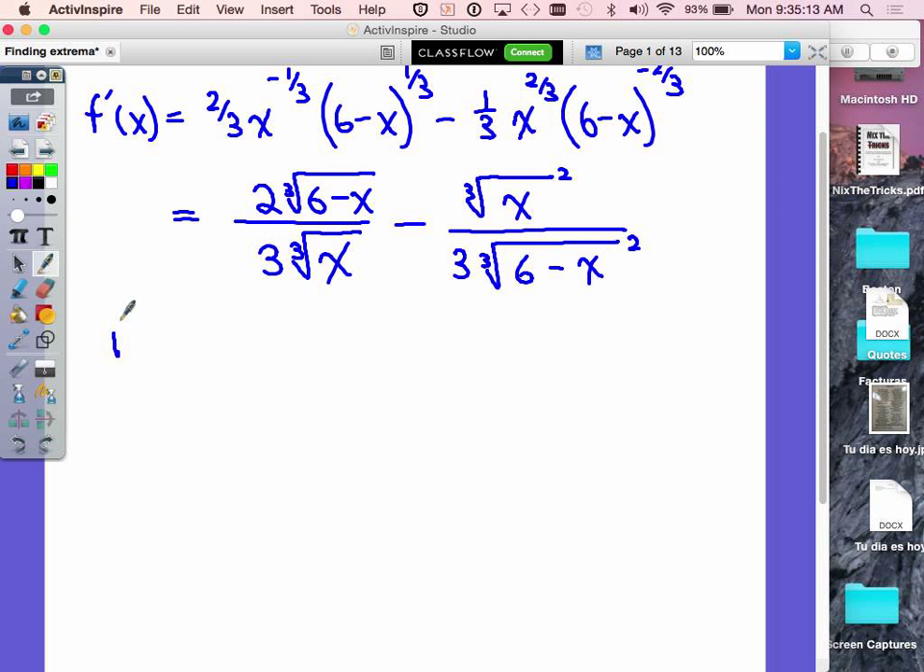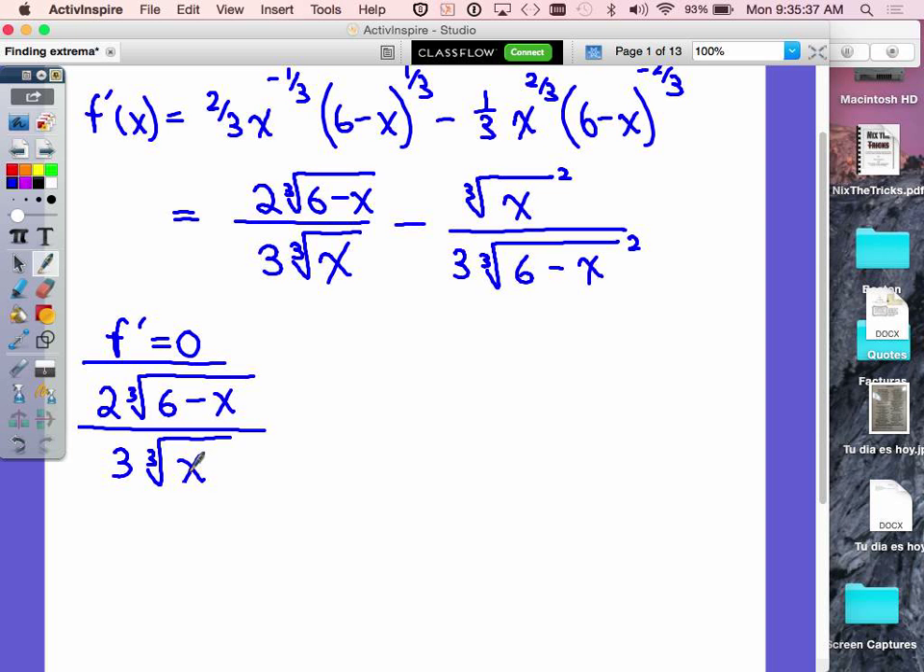So now I'm going to look for my critical values. I begin with f prime equals 0. And I see that if I set this expression up here equal to 0, the second part of the expression is going to become positive when I move it to the other side of the equation. So I'm going to be left with 2 times the cube root of 6 minus x over 3 times the cube root of x, equaling the cube root of x squared divided by 3 times the cube root of 6 minus x squared.